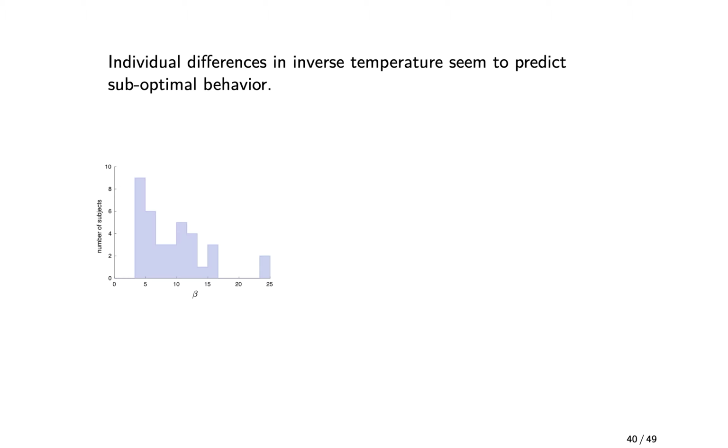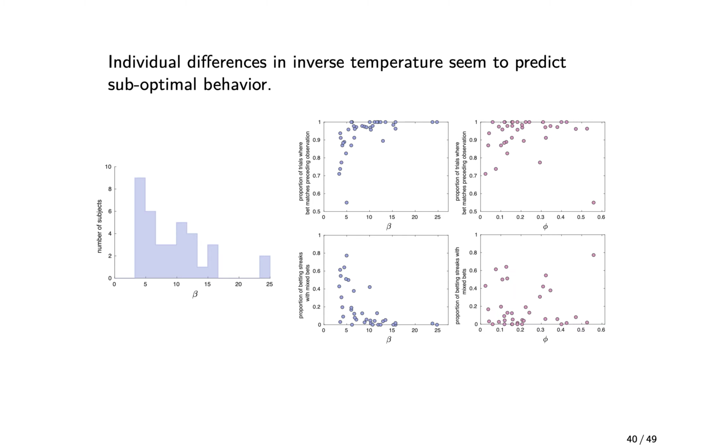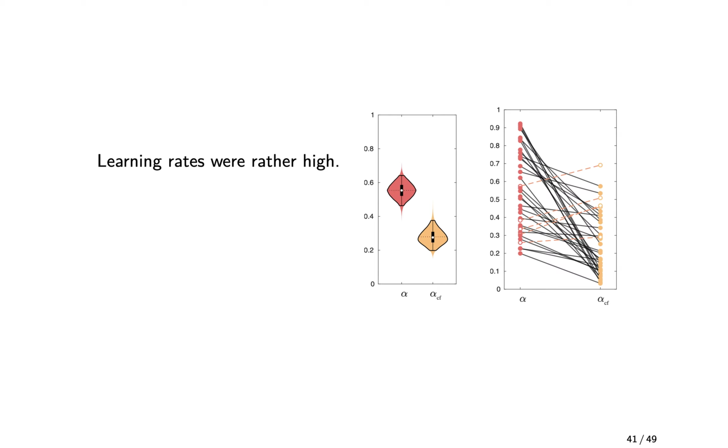So, what can this model tell us about how people develop a good balance between explore and exploit actions? First, we can see that individual differences in inverse temperature seem to predict suboptimal behaviors like mixed betting, which we don't really see for the other model parameters. Learning rates were generally high. This makes sense if participants are trying to maximize their encoding of the little outcome feedback they do get.